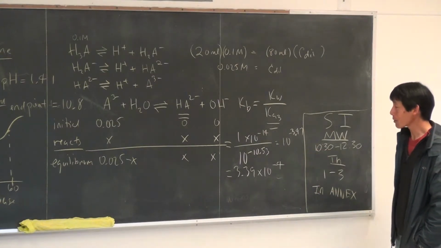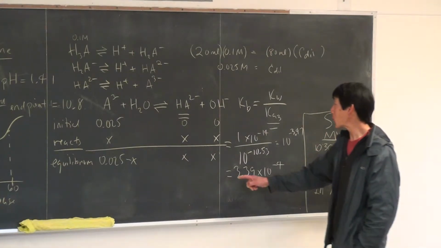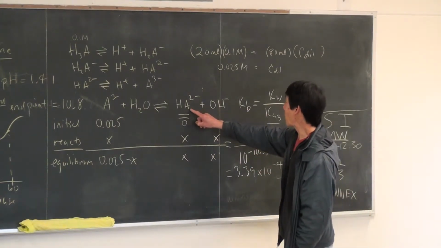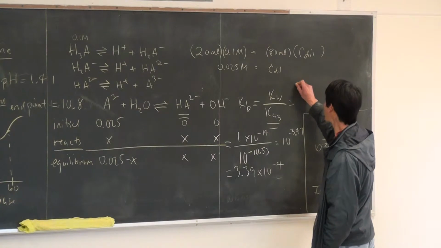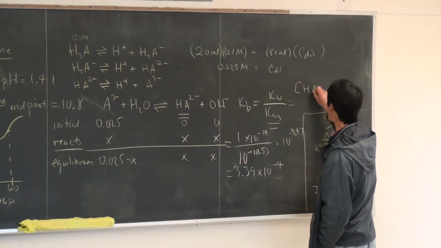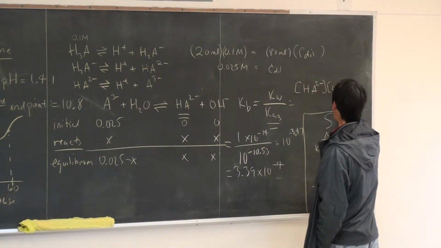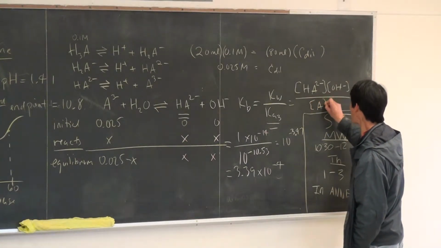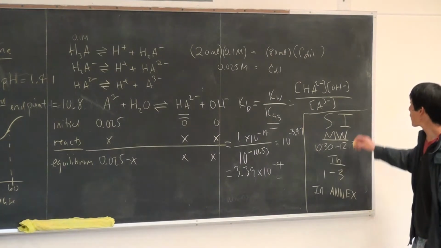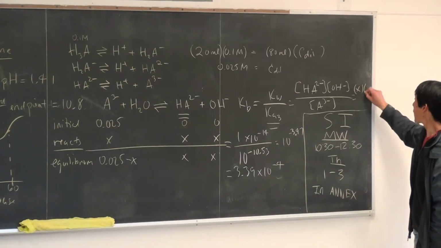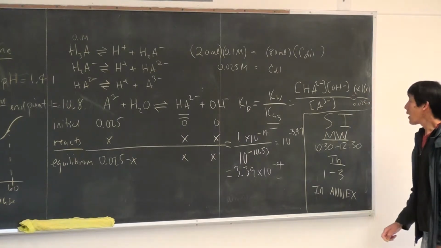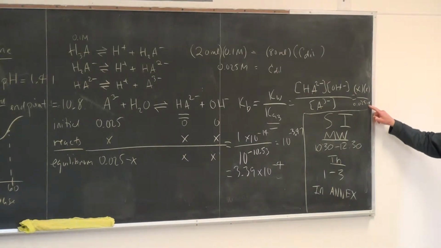Okay, so then you solve for X. So you plug it in here. So let's see, for Kb, that's going to be [HA2-] times [OH-] divided by [A3-]. Okay, so we plug in all our numbers. So that's going to be X times X divided by 0.025 minus X. And can we make that assumption that X equals 0 here?